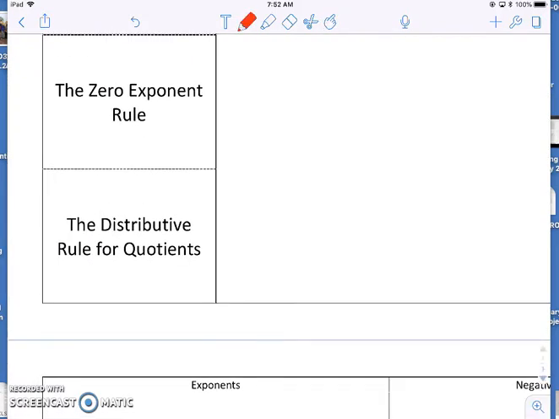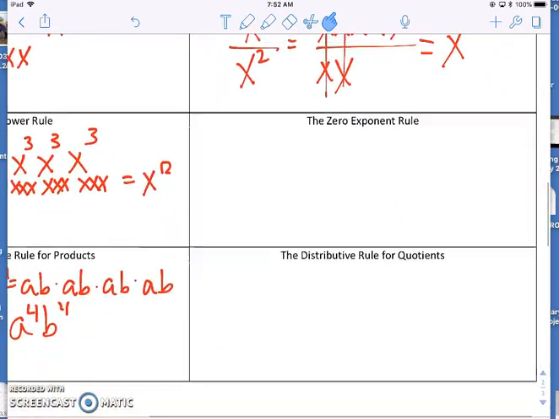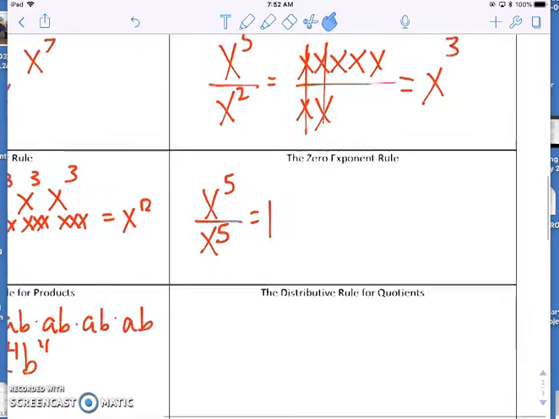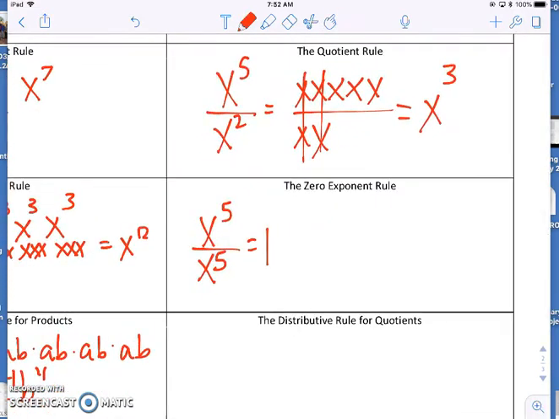The zero exponent rule. This might just be one that you have to remember. Anything to the 0 power is 1. And we'll take a look at how that works here. With our division, it's like saying if we had x to the 5th over x to the 5th, we know that that's equal to 1, but our quotient rule tells us to subtract, so this is x to the 5 minus 5, which is x to the 0, so therefore it's 1.